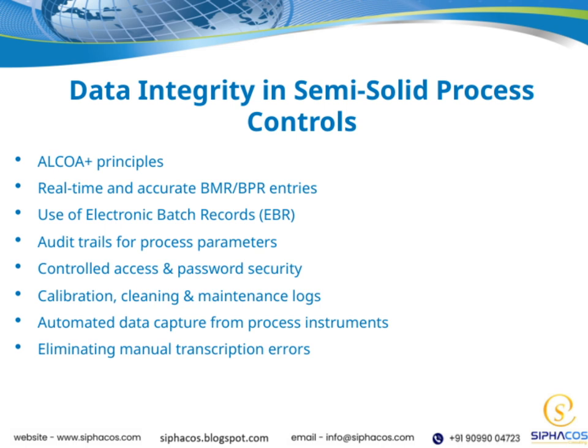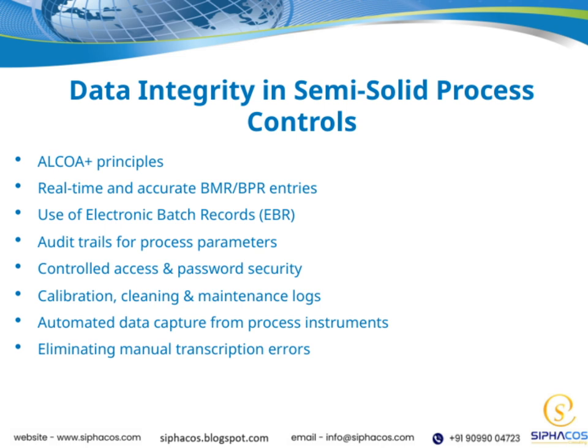They provide a clear history of all process parameters and changes, allowing us to trace back any issues or discrepancies. Controlled access and password security further protect this information, ensuring only authorized personnel can make modifications. Additionally, maintaining logs for calibration, cleaning, and maintenance activities helps us verify that all equipment is functioning correctly and consistently. Automated data capture from process instruments is another critical point. By collecting data automatically, we eliminate manual transcription errors that can creep in otherwise. This automation supports the overall goal of data integrity by ensuring accuracy and reliability.